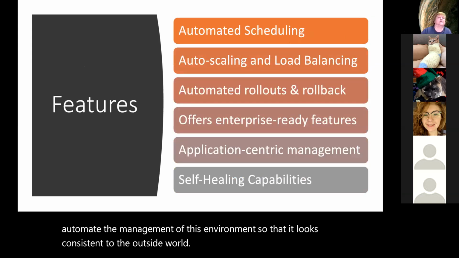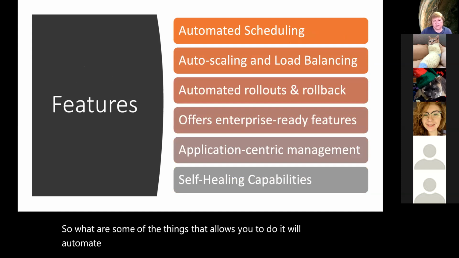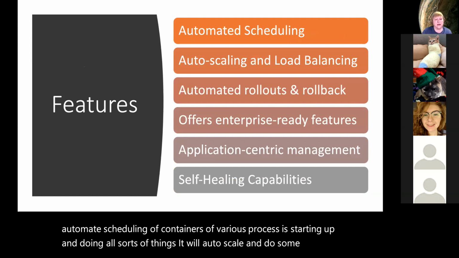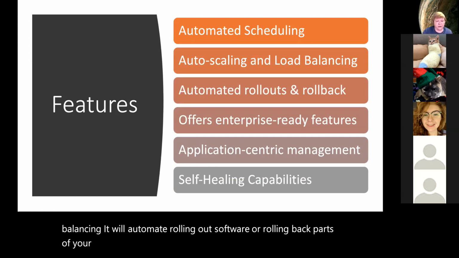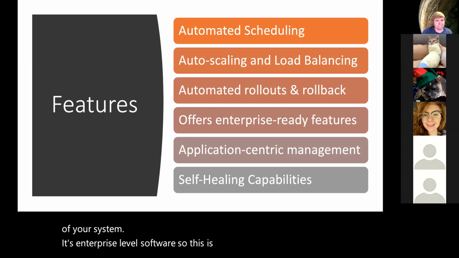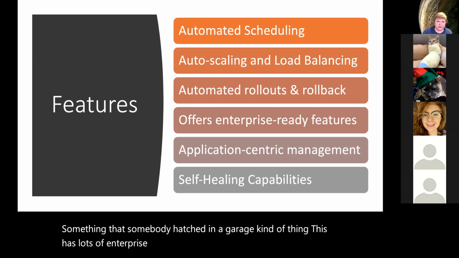So what are some of the things that it allows you to do? It will automate scheduling of containers, of various processes starting up and doing all sorts of things. It will auto scale and do some load balancing. It will automate rolling out software or rolling back parts of your system. It's enterprise level software. So this is not something that somebody hatched in a garage kind of thing. This has lots of enterprise features. It is fully featured. It has lots of different things to it.